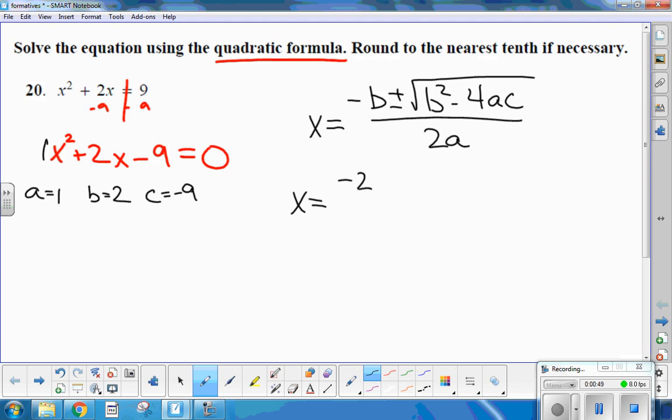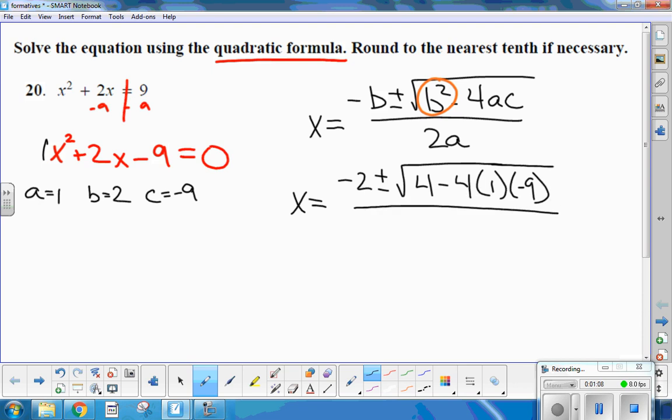Opposite of b would be negative 2. And then b squared, I always like to square the number in my head or in my calculator, but know that b squared is always going to be a positive, no matter whether b is negative or positive. Minus 4 times a times c, all over 2 times a, which in this case is just 2.